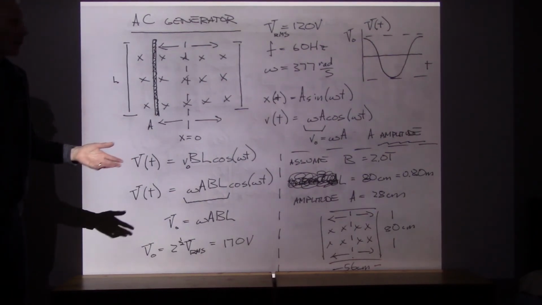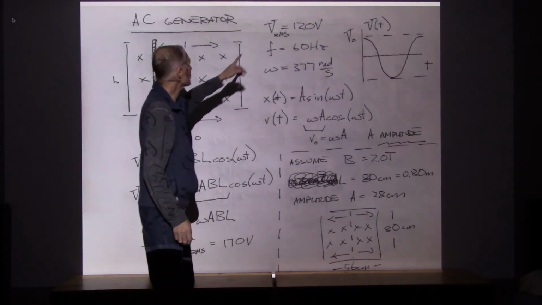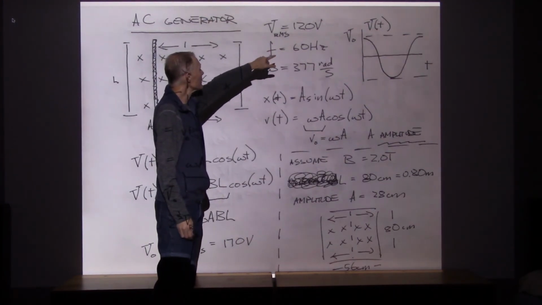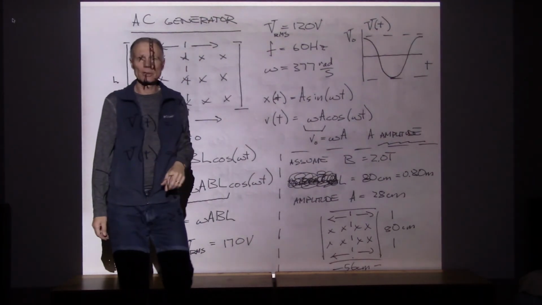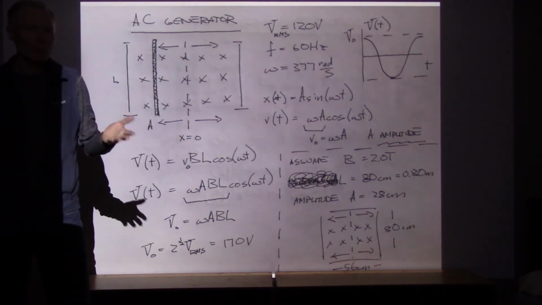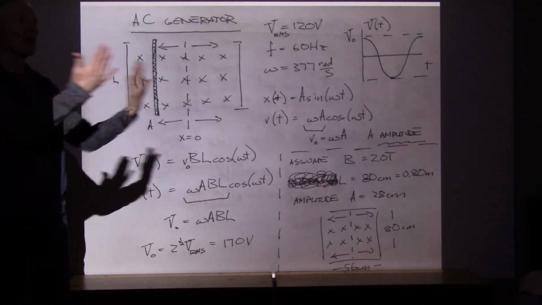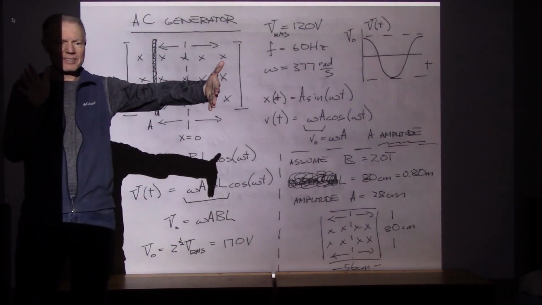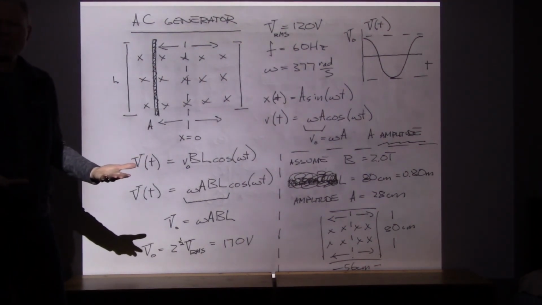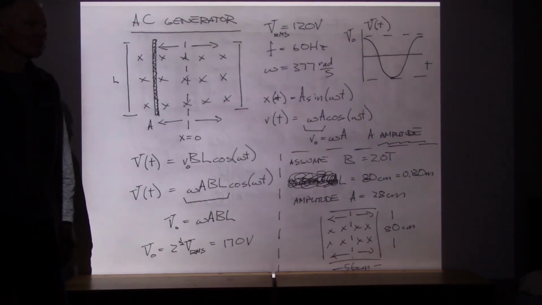We're going to have our generator, and it's going to be producing 120 volts RMS, and it's going to have oscillations at 60 hertz. Now, that's pretty fast for that bar to oscillate back and forth, right? That bar's got to go back and forth 56 centimeters, and it's got to do that 60 times a second. Is there an easier way to get that done?